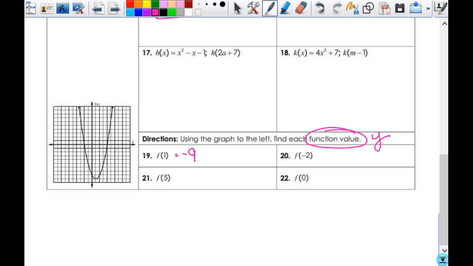All right, what did we get for f of negative 2? 0. Good. What did we get for f of 5? It's 6. I know that squares are kind of small. And what about 0? Negative 8. Good. Okay. All right, so grab the assignment real quick. Let me tell you something about that, and then I want to look at the notes from yesterday.